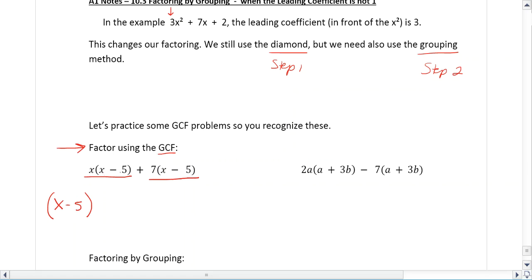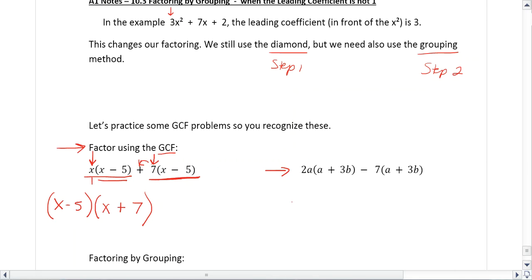So if you divide x minus 5 out of this first term, all that is left is the x. If you divide x minus 5 out of this second term, all that is left is a 7, and this 7 does have a plus sign in front of it. So what's left goes, of course, in parentheses, just like it does with any other GCF. And we have the x, we have the plus sign, and we have the 7 left behind. So basically we pulled out an x minus 5 out of both terms. So pause the video and go ahead and do the GCF factoring on this second example.